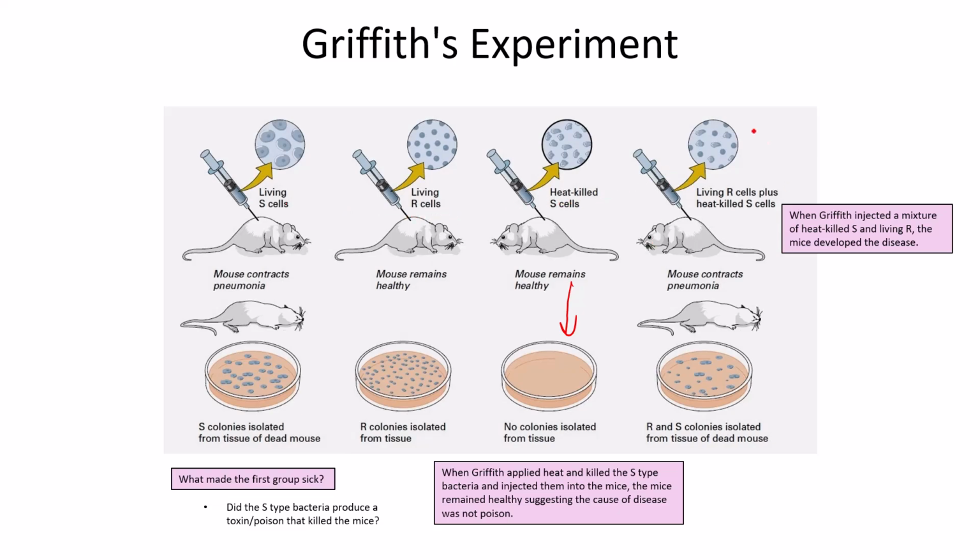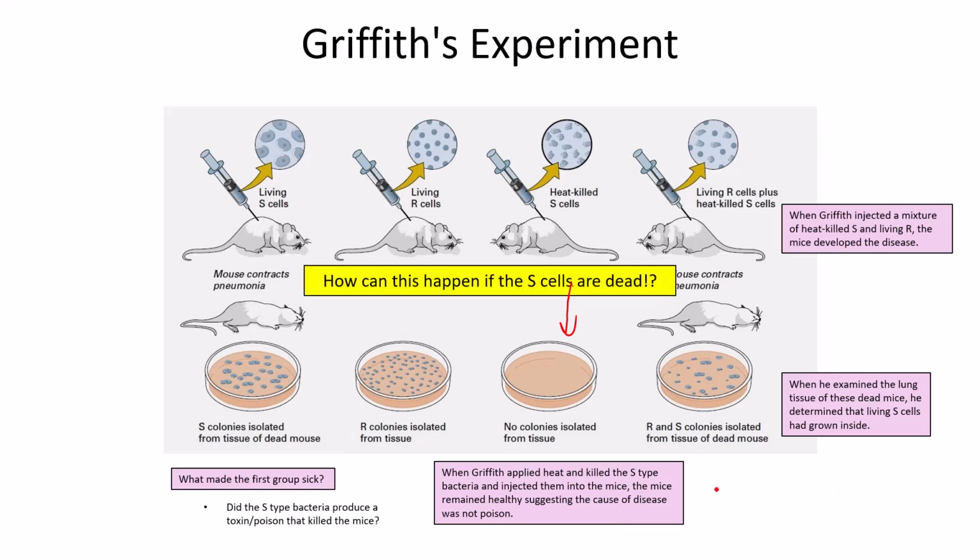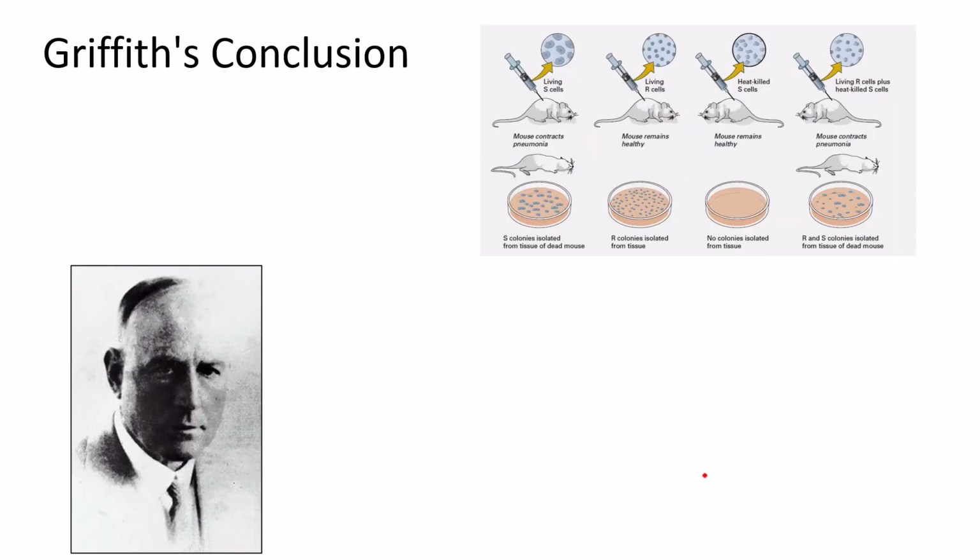experimental. So, when Griffith injected a mixture of the heat-killed S and the living R, the mice developed pneumonia. That was the other big discovery. When he examined the lung tissue of these dead mice, he determined the living cells had grown inside. Again, how can this happen if the S cells are dead? This gets to the real crux of his experiment: how is it possible for us to create a new version of a cell? And so what did he conclude?